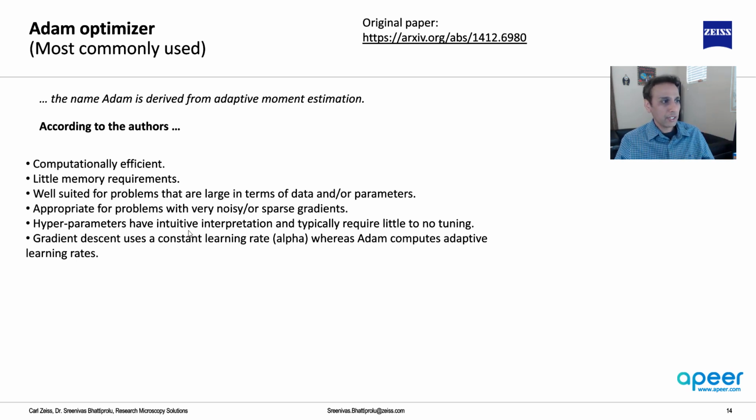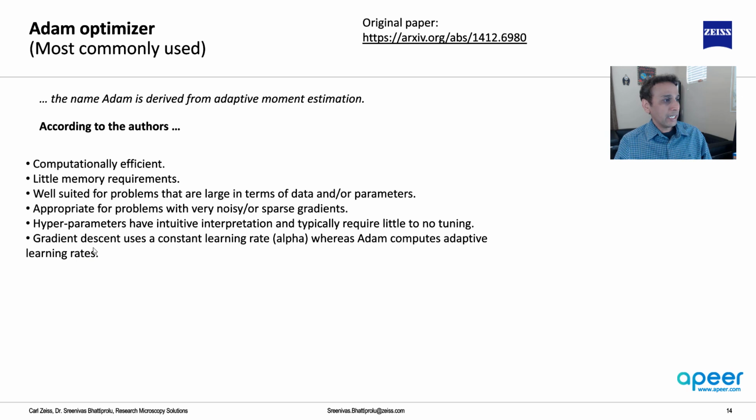And hyperparameters have, in this case, an intuitive interpretation. I'll show 3 or 4 hyperparameters right now. They make sense when you look at those. It's not like, oh, give me a beta value, give me a delta. I hate those types of hyperparameters because I don't know what that means.